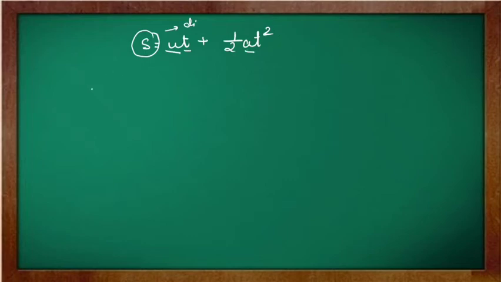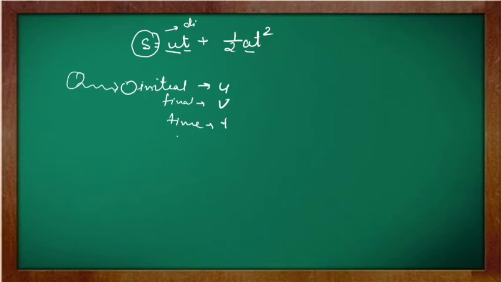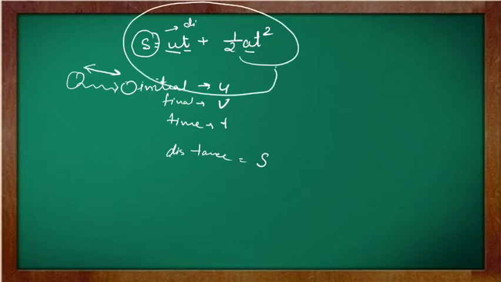Now here the consideration was already given, that the body has an initial velocity. Suppose this body is moving from here to here, the initial velocity is your u, the final velocity is your v, the time is your t, and your distance traveled, meaning the distance between these two, is your s. And now here we have to derive the second equation of motion, which is s is equal to ut plus half at square.